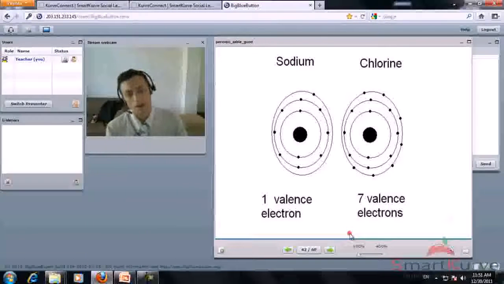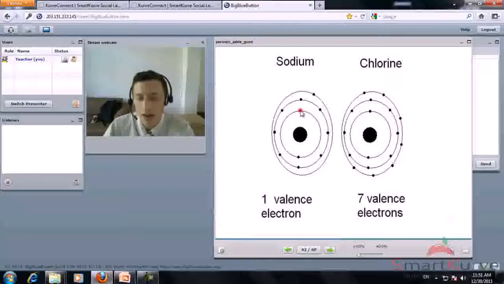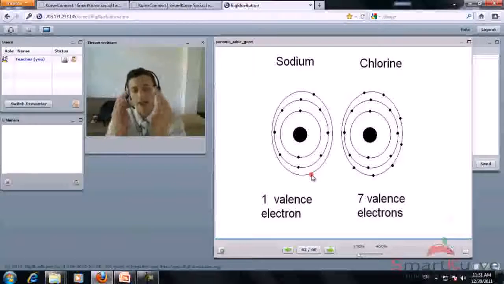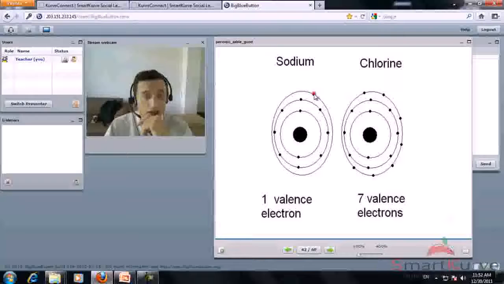Sodium. Remember, sodium's atomic number is 11, and you can see here that that sodium atom has 1, 2, 3, 4, 5, 6, 7, 8, 9, 10, 11 electrons. So sodium's got 11 protons in the nucleus, and 11 electrons in these 3 different shells. 1 electron in the valence shell.